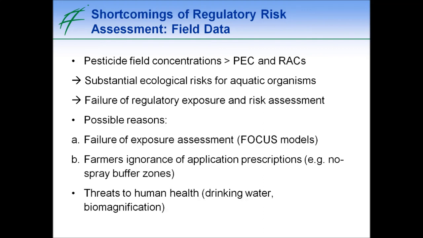Possible reasons for the exceedance of PECs or RACs by field concentrations are, on the one hand, the failure of exposure assessment and PEC calculation, and on the other hand, the farmer's ignorance of application prescriptions like no-spray buffer zones. Overall, a failure of the environmental risk assessment can lead to substantial threats to the environment and to human health, for example through the contamination of drinking water or biomagnification.